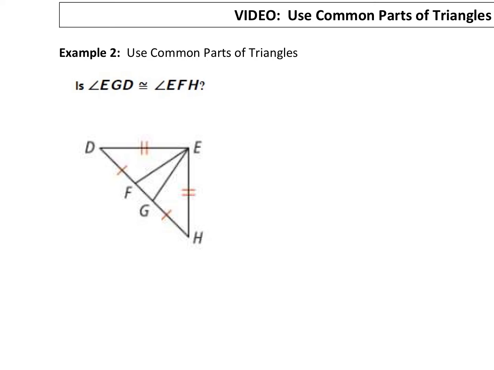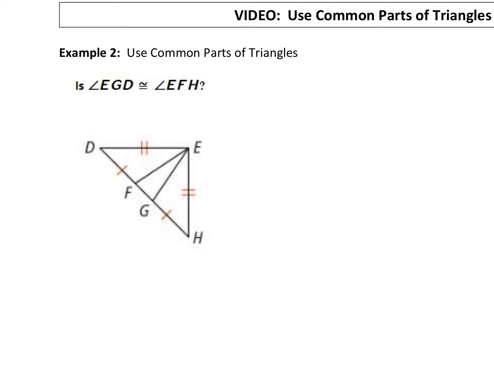Is that congruent to angle EFH? F is the vertex, so your angle is at F. EFH, so this right here. So are these two angles congruent to each other? We can think through triangles to answer this question.